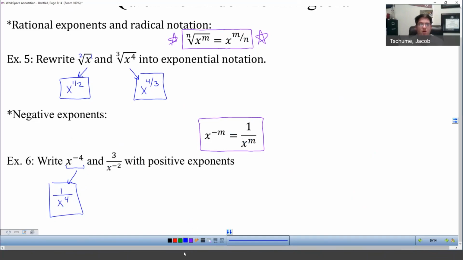So that would be 1 over x to the 4th power. This also works when you have a negative exponent in the bottom. This one's a little bit more common that we're going to see. When you have a negative exponent in the bottom, you can bring that entire x to the top, and you can rewrite this as 3 times x to the positive 2. So if you want to make a power positive, you just need to move it to the opposite side of the fraction.